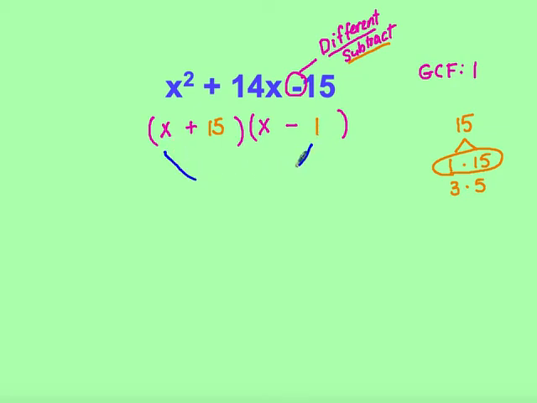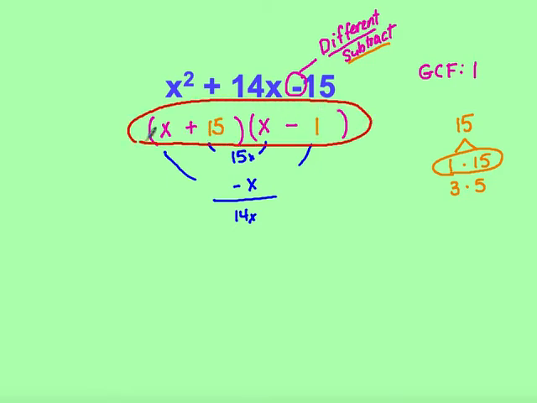My outers give me a negative 1x. My inners give me a positive 15x. When I add those together, that gives me 14x. So we are good to go. My factors are x plus 15 and x minus 1.